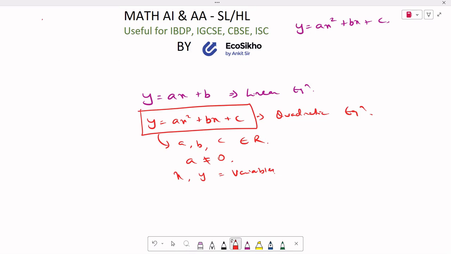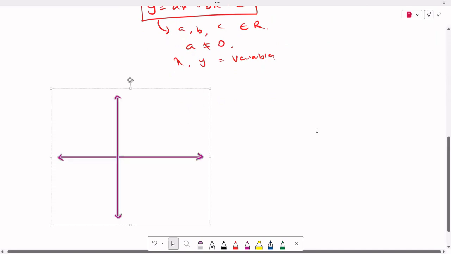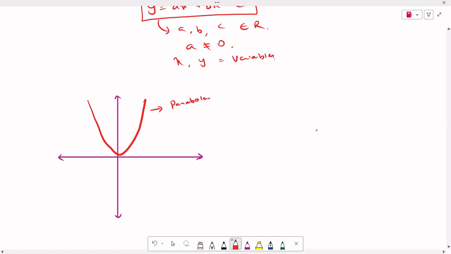Okay, so let us talk about the graph of a quadratic function. Whenever I plot a quadratic equation on a graph, I get something that looks like this. This particular shape is called a parabola. And the point where this parabola turns, in this case, the parabola was going down, down, down, then at a point it turned and started climbing up. This point where the parabola turns is called the vertex.